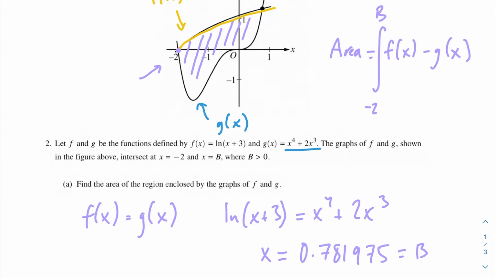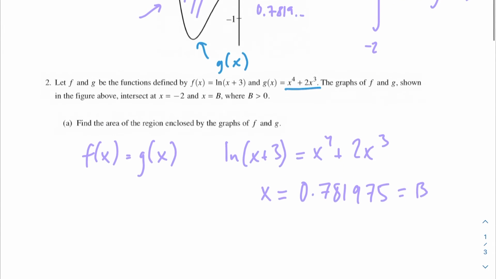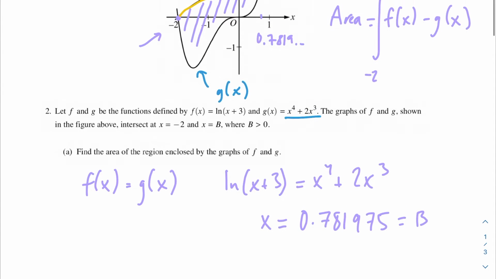And if you fact check, it seems reasonable that this would be 0.7819..., because it's pretty close to 1, but it's in between 0 and 1. Okay, so we found our b. Now we have all the pieces that we need to figure out our area.